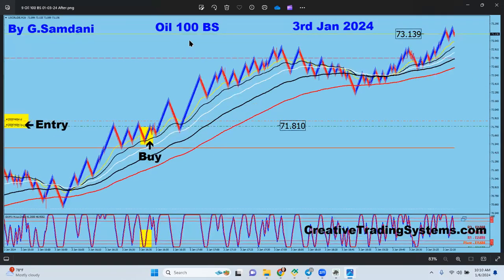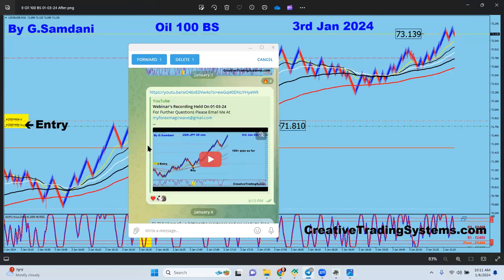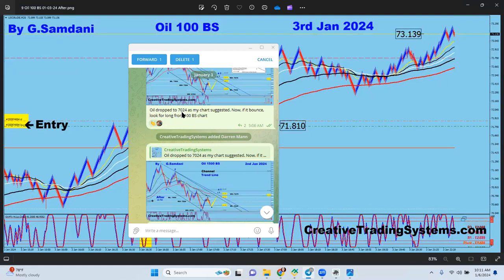And now this one, oil trade, this was manual. It was after hitting that 70.24 area, my chart was saying that it's going to go up for wave 4, wave C of wave 4. So it started to go up. I posted on my Telegram that this thing is going to start bouncing. I posted it. The oil dropped to 70.24 as my chart suggested.